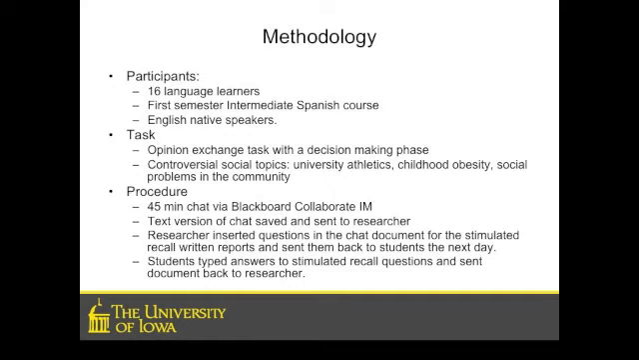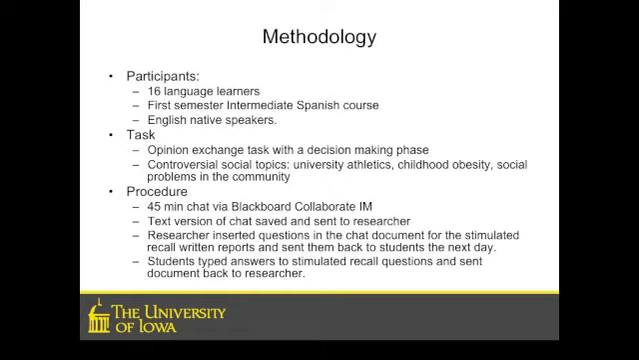The participants for this study were 16 intermediate Spanish language learners. Pairs of learners participated in opinion exchange tasks with the decision-making phase on controversial social topics including university athletics and special treatment, childhood obesity and physical activity, and social problems in the community.